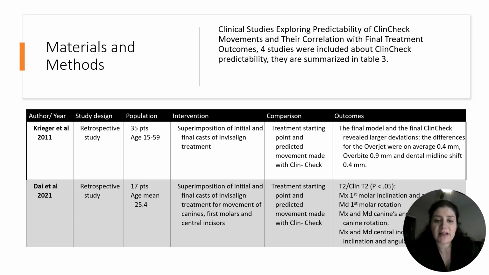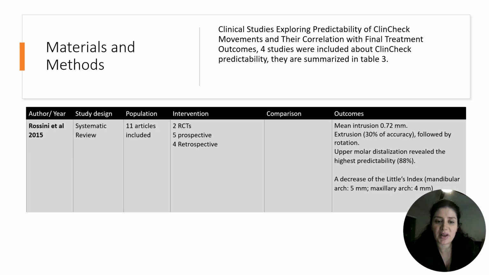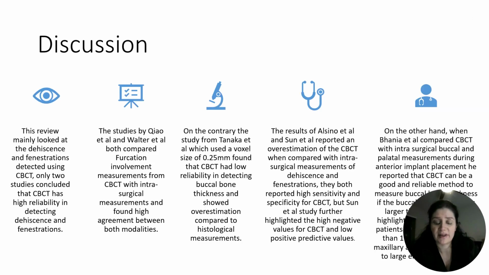And we found Krieger et al. in 2012, Dye et al. in 2021, Teen et al. in 2023, and Rossini et al., which had a systematic review in 2015.